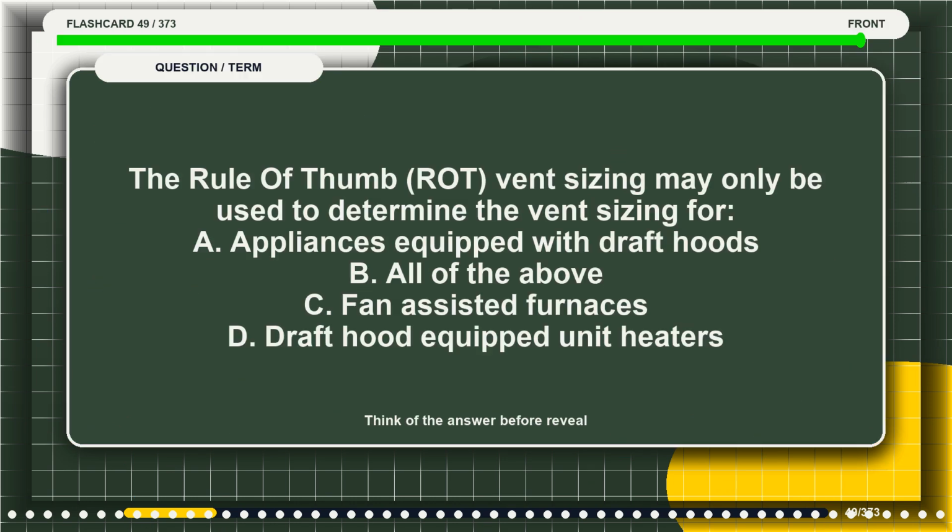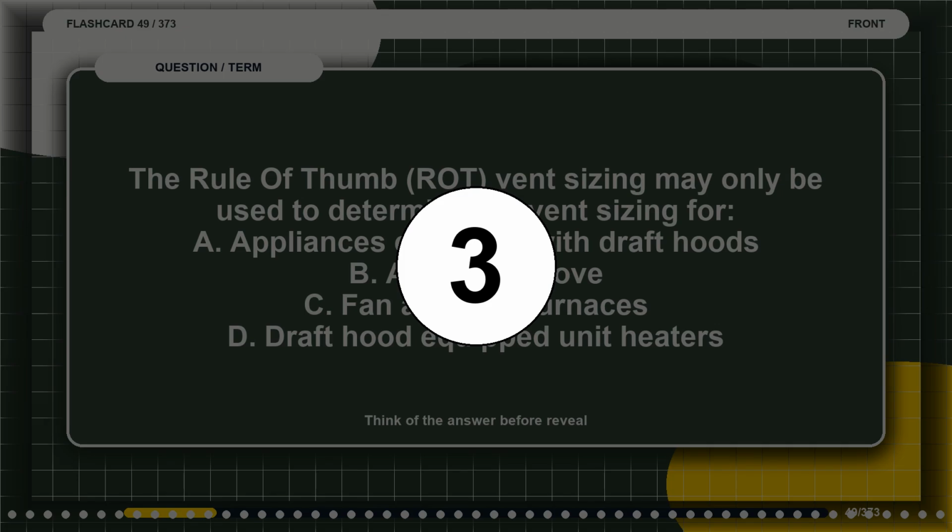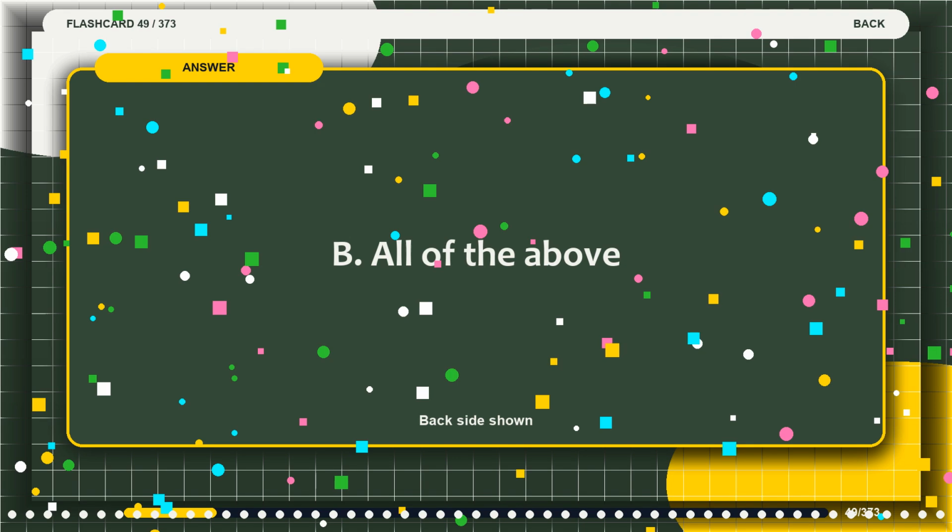Flashcard 49. The rule of thumb (ROT) vent sizing may only be used to determine the vent sizing for A. Appliances equipped with draft hoods. B. All of the above. C. Fan-assisted furnaces. D. Draft hood-equipped unit heaters. Think of the answer before the reveal. The answer is B. All of the above.